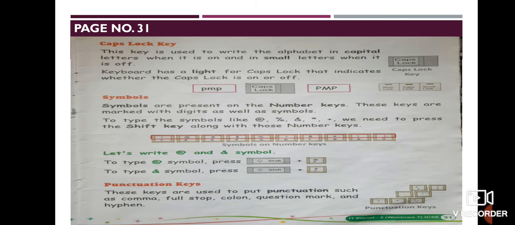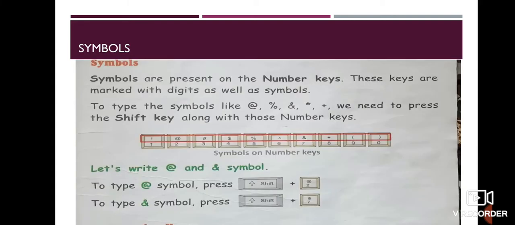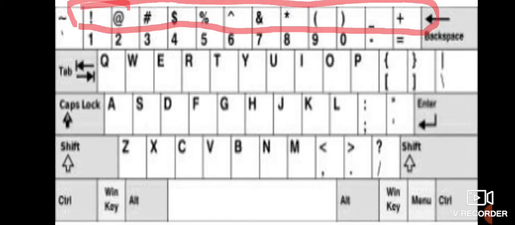Next is, after caps lock key, symbols, on the same page. Now what are symbols? Symbols are present on the number keys. These keys are marked with digits as well as symbols. Now you all know number keys, right? So number keys you can check.